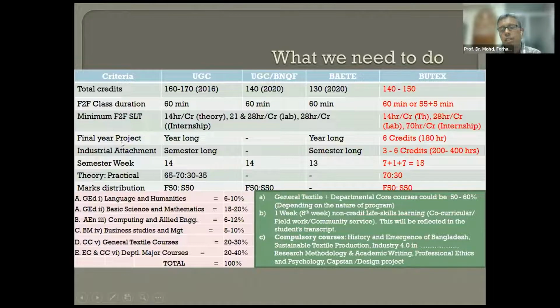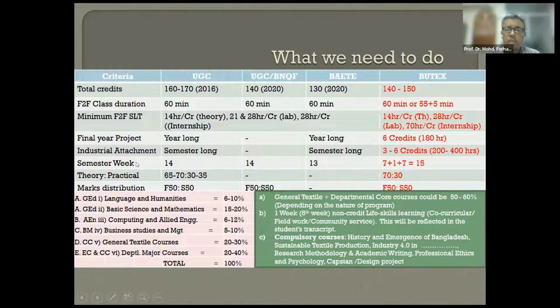And the final year project, usually we give 3 credits for this project, but currently for OBE we proposed 6 credits for this final year project. And industrial attachment, currently it is 3 credits, but we proposed it should be 6 credits, because it's at least 2 months long learning time. So it covers at least 400 hours.